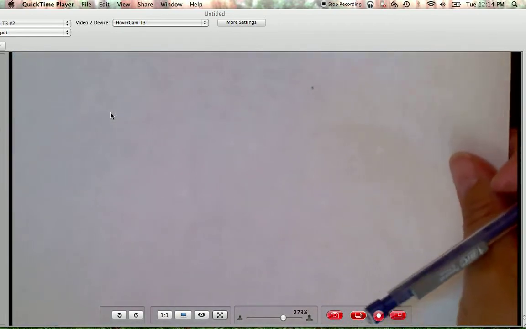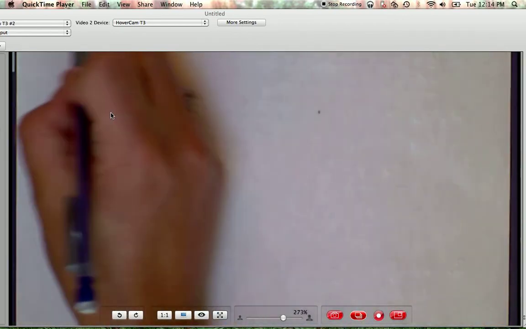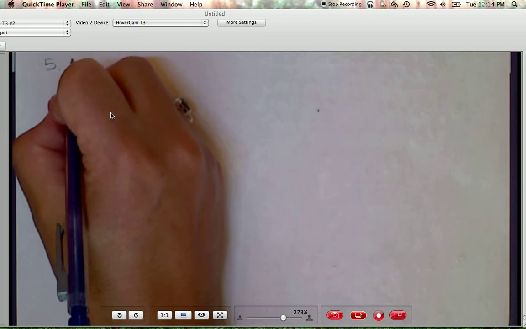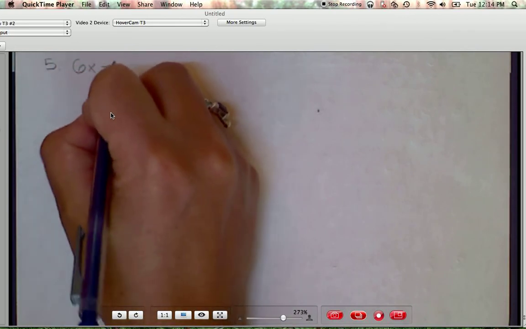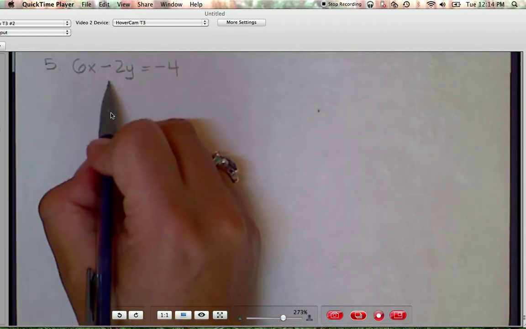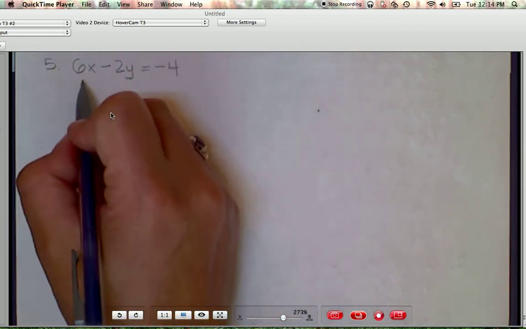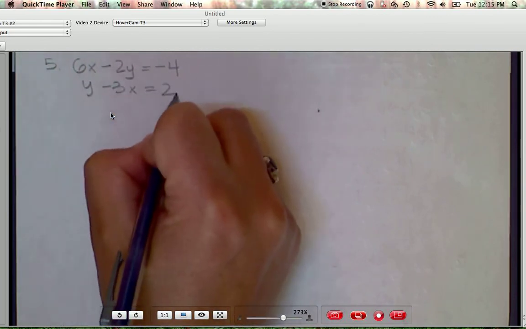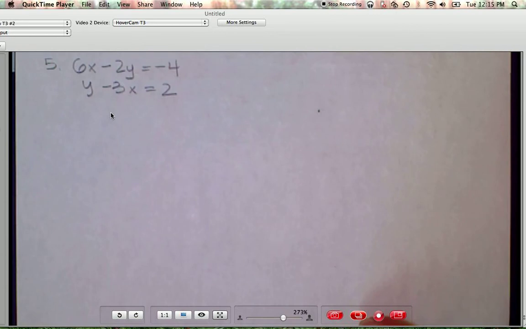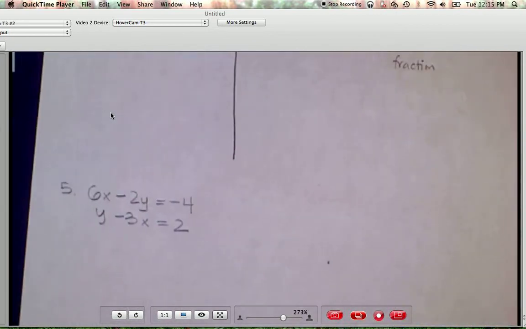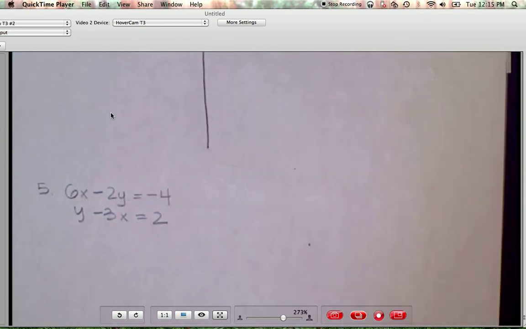And then number 5 I'll tell you is a little strange. You will notice something weird about number 5. So we can talk about that tomorrow when you come to class and figure out what that means. But the first equation is 6x minus 2y equals -4. And the second equation is y minus 3x equals 2. So try example 4 and example 5 on your own. Bring them back to class tomorrow, and we'll discuss them at the beginning of class.